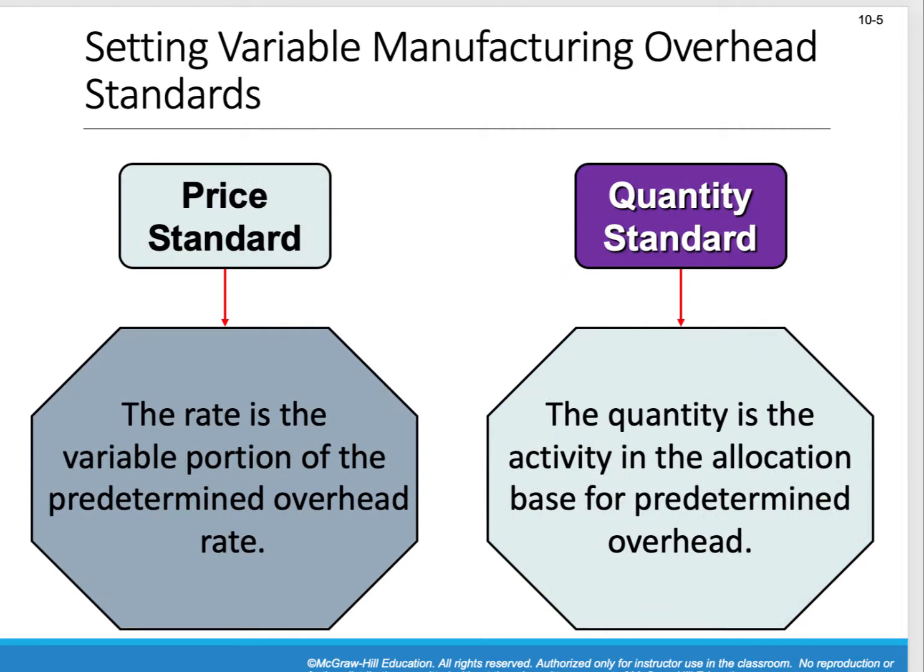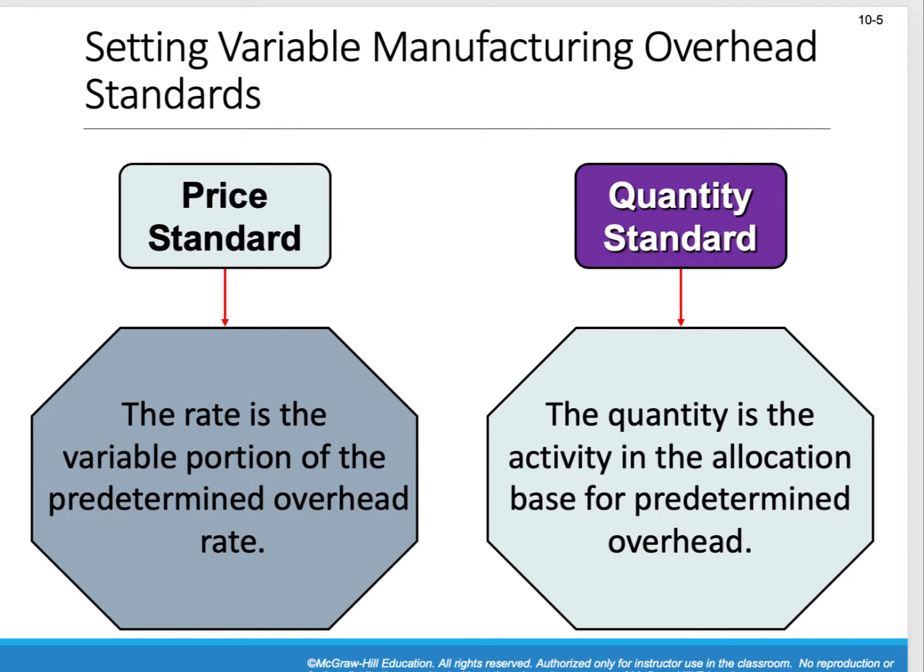Then we got to set up the variable MOH standard, right? We get a rate. Usually the rate is going to be the variable portion of the predetermined overhead rate, and we have a quantity standard, right? Again, we know how much overhead, variable overhead, we should be using in making a product, okay? Again, all of this comes from that predetermined overhead rate that we use, okay?